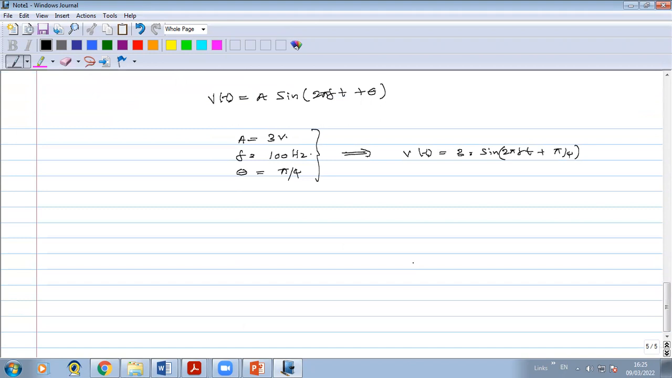So how to draw it? First thing is you can put theta. So this is t. This is sine 5t plus 5/4. So that is Vt. So how to draw this?